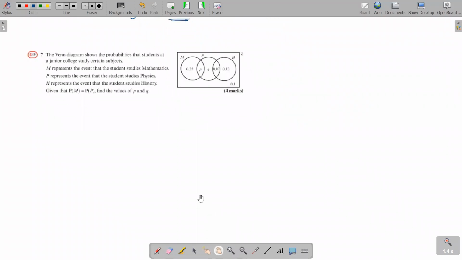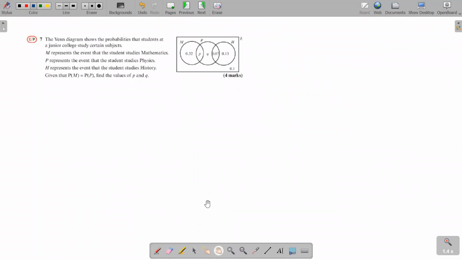Okay, so guys, we'll now attempt question number 7 in the same exercise. The Venn diagram shows the probability that students at a junior college study certain subjects. M represents the event that the student studies mathematics. P represents the event that the student studies physics. And H represents the event that the student studies history. Given that probability of M equals probability of P. Can you see? They are equating two probabilities. They are telling you probability of M and probability of P are equal. Find the values of p and q.